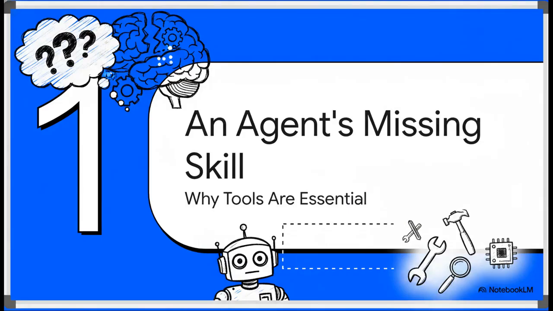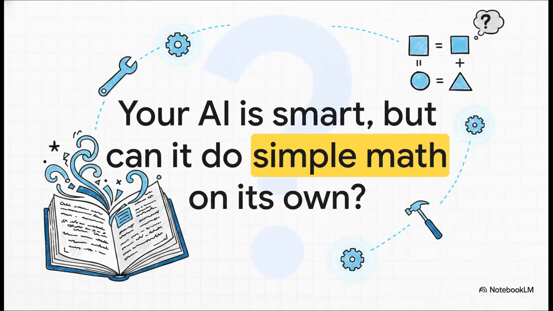So let's start by looking at a surprisingly common problem, a simple little blind spot that can trip up even the most advanced AI agents. And it really shows why these custom tools are so darn essential. I mean, really think about it for a second. You've got this brilliant AI that can write a sonnet or analyze super complex documents, but can it reliably tell you what 12 times 8 is? And you might be shocked to hear this, but a lot of the time, they can't.